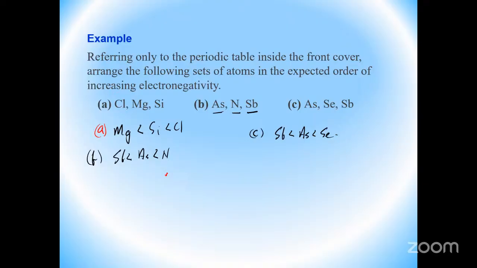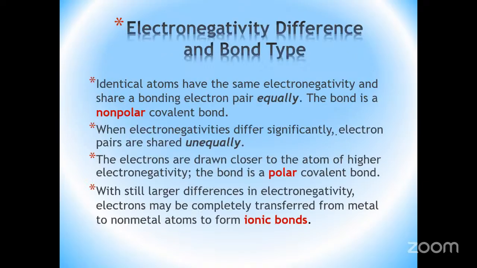All right. Now, based on what we have just discussed, let's talk about the different types of bonds that we can put in different categories based on the electronegativity value. Now, before we do that, we need to define some different terms here.